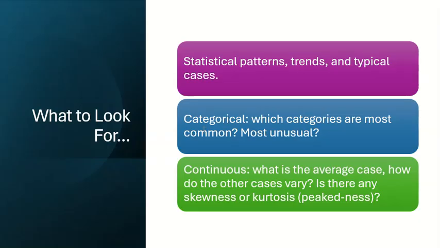And so with categories, usually our first question is what's the most common category. Sometimes you want to know what's the least common or the most unusual, especially if it defies your expectations going into the data analysis. And with continuous, it's what is the average case, so the mean or the median usually supplies that. How do the other cases vary around that? There's your standard deviation or your IQR.